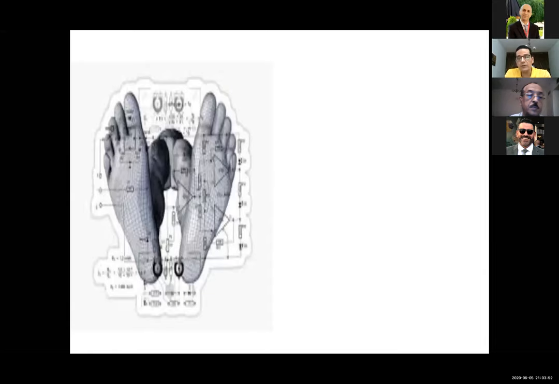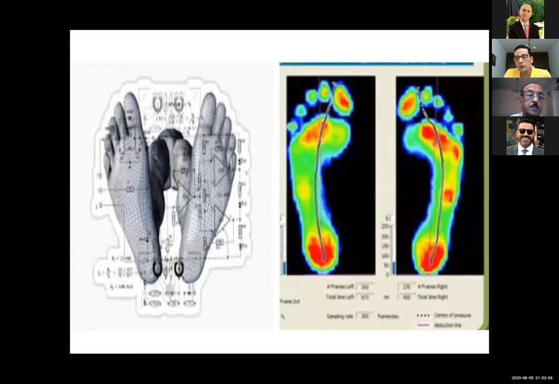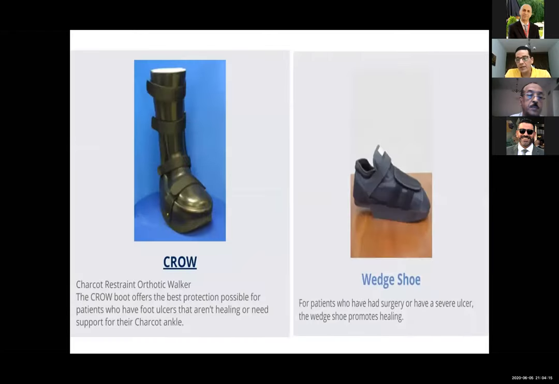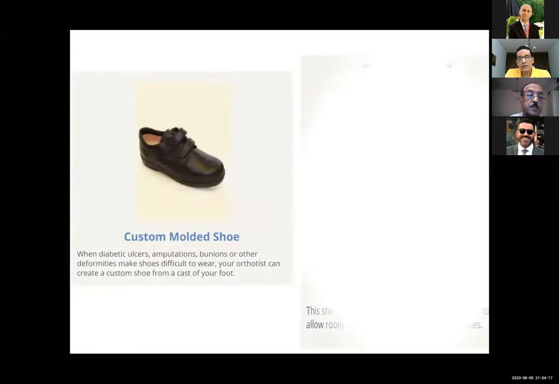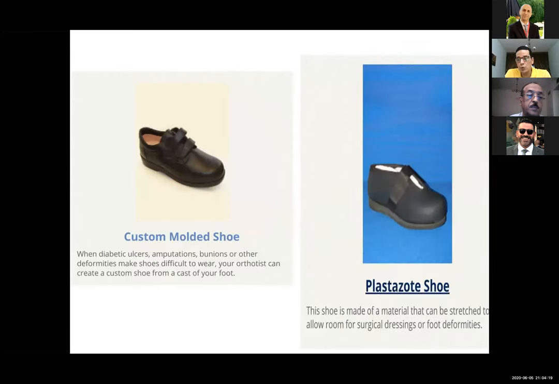They take the points of offloading, the points of high pressure, and the points that cannot reach the ground, and take a photo like that. This is the red area with high pressure, green area with low pressure, yellow area with mild pressure. So they make custom-made orthoses and shoes for this area, like a wedge shoe, like a custom-made shoe, like a Bledsoe boot, elastic, and this is the pneumatic walker.